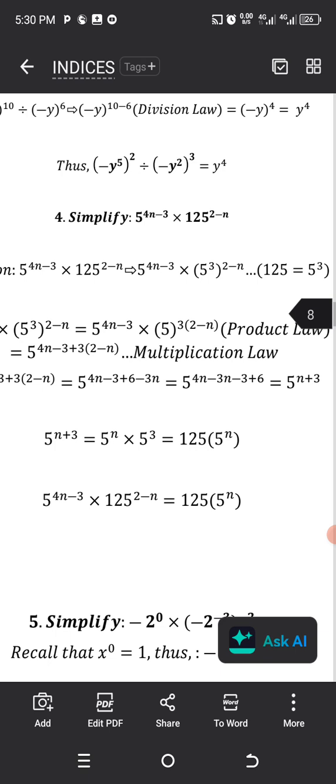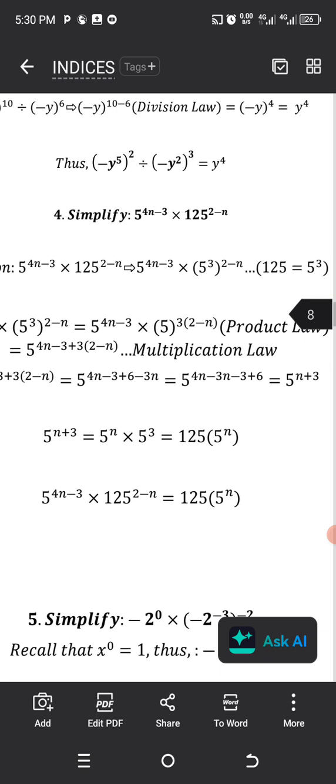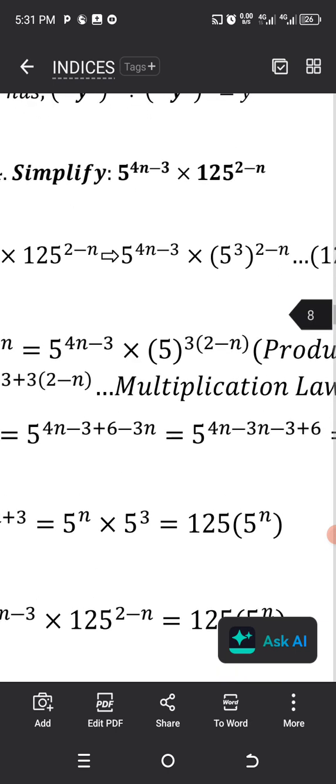Then after that you will observe that 5 raised to power 4n minus 3 multiplied by, you can see that we've taken out the index 3 which is inside the parentheses, you brought it out. Now it's multiplying the index which is 2 minus n. What did we do there? It is product law. So we recall product law. I've explained product law, and we are still working on product law. So that is why we have multiplied by 5 all raised to power 3 into parentheses 2 minus n.